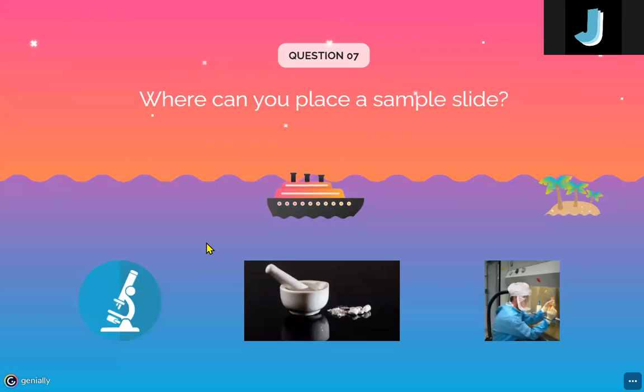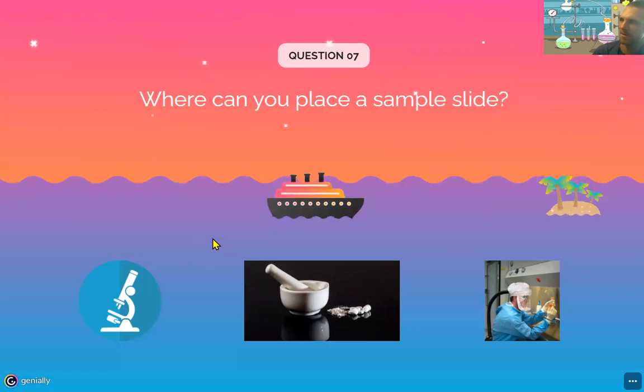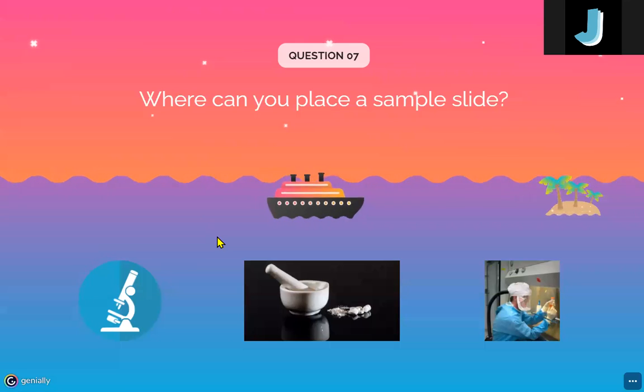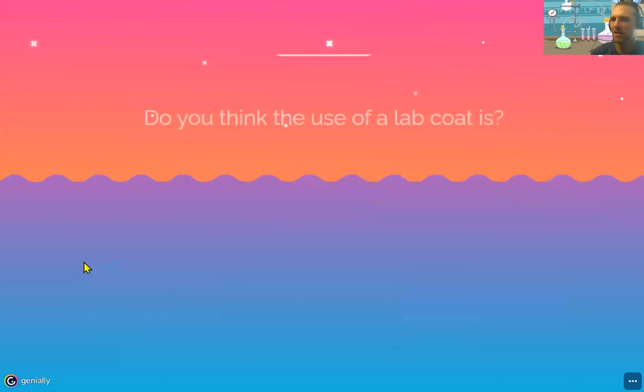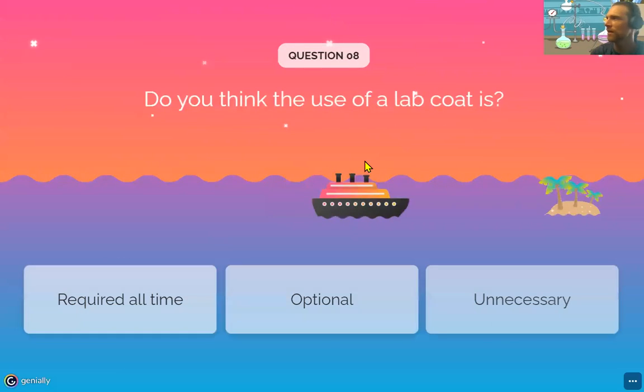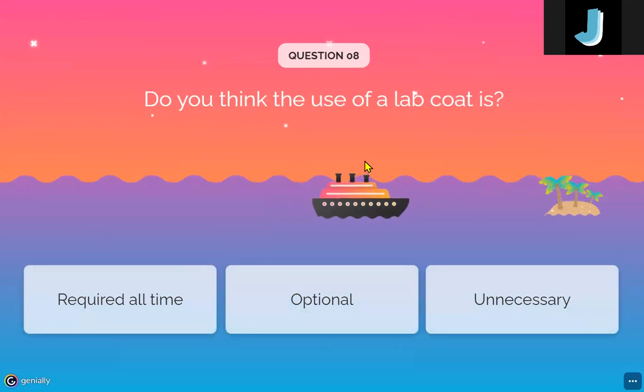Where can you place a sample slide? In the, I don't know. It's what we mainly use in biology. The first one? Yeah, of course. In this one, yes. Well done. Well, Anapa, what do you think of this one?